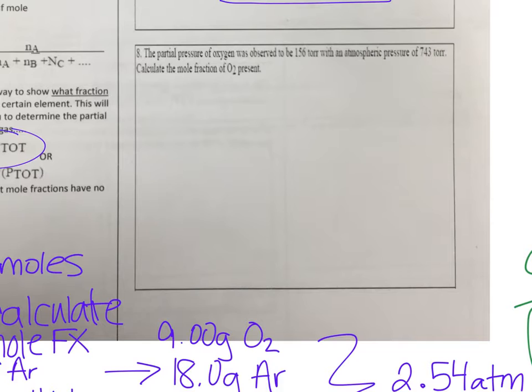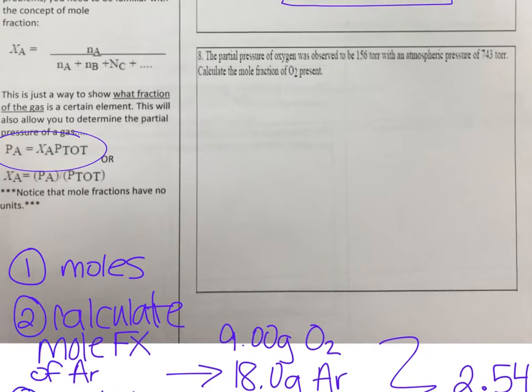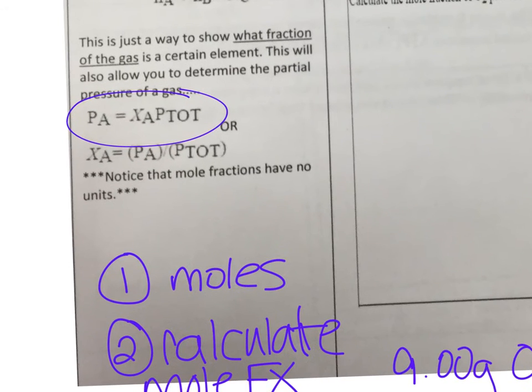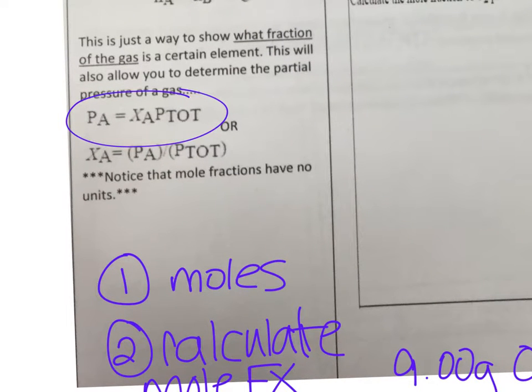All right. Looking at number 8. Okay. So partial pressure of oxygen is observed to be 156 torr with an atmospheric pressure of 743 torr. Calculate the mole fraction of O2 present. All right, so once again, look off to the side. Your different versions of this little equation, what are you going to be doing?